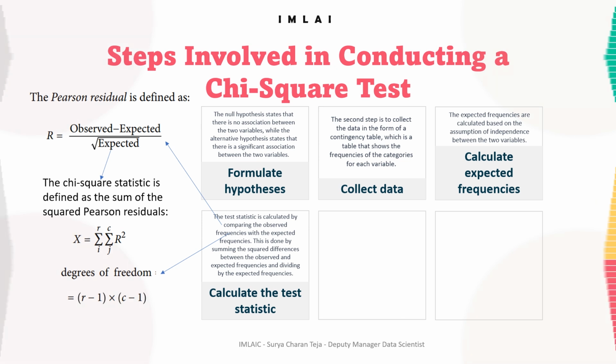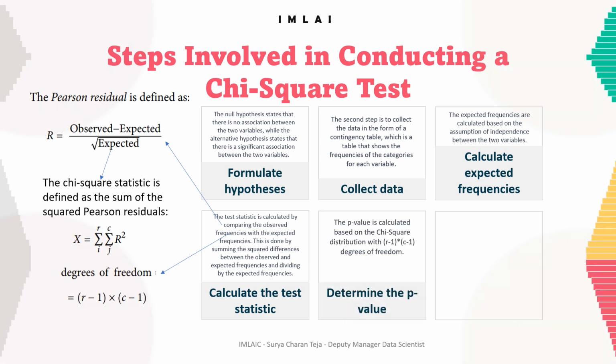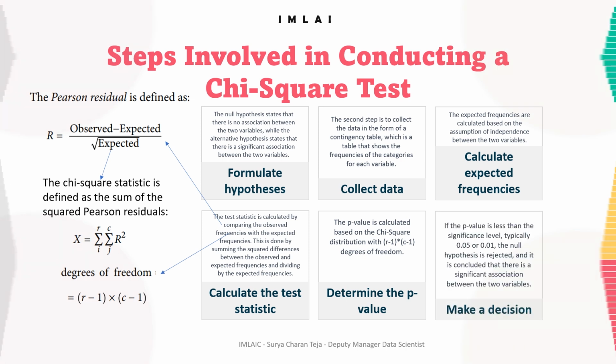Next, determining the p-value. The p-value is calculated based on the chi-square distribution with r minus 1 multiplied by c minus 1 degrees of freedom. The p-value is the probability of obtaining a test statistic as extreme or more extreme than the observed statistic, assuming that the null hypothesis is true.